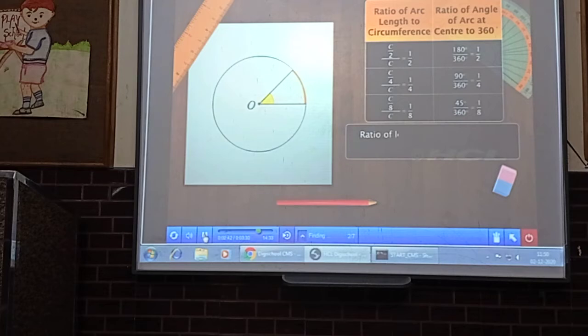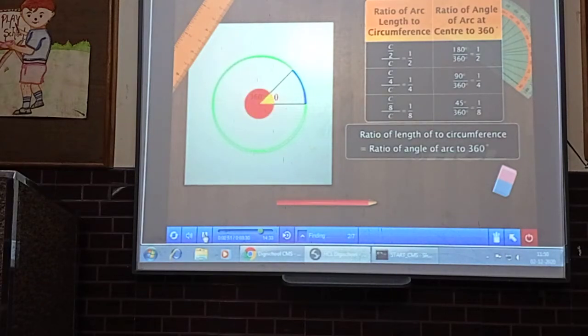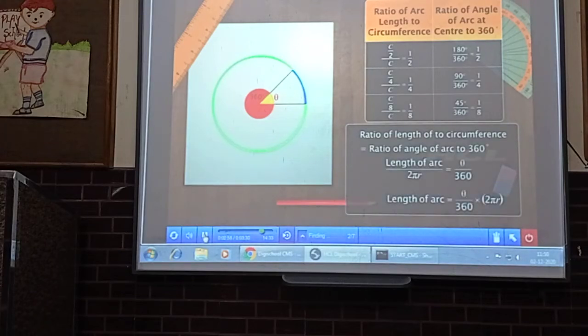So, the ratio of the length of the arc to the circumference of the circle is equal to the ratio of the angle made by the arc at the center of the circle, which is represented by theta, to 360 degrees. Thus, the length of the arc is theta over 360 times the circumference of the circle.